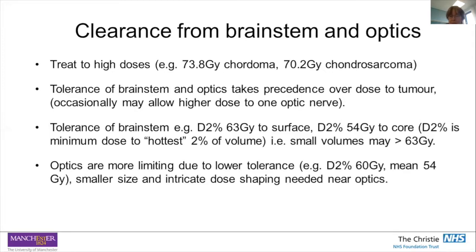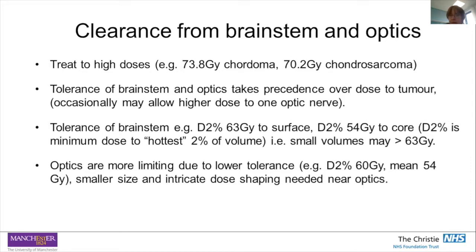But in our planning, the brainstem and the optic apparatus take precedence over the dose to the tumour. So we will compromise the dose to the tumour in order to maintain safety to the brainstem and optics. The one exception to that being that occasionally, I would say uncommonly, we may allow a higher dose to one optic nerve, particularly if the patient agrees to the possibility of visual loss, in order to adequately treat the tumour.